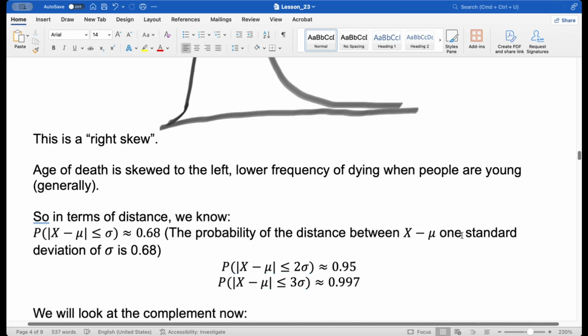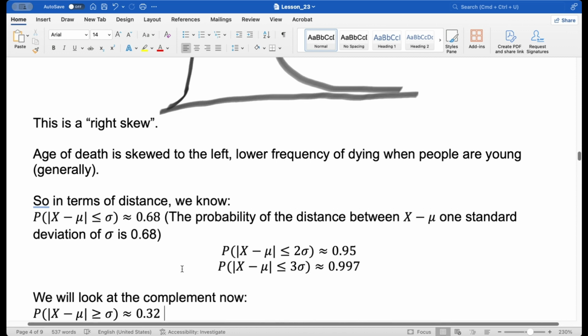So just some notation here. The probability that we're within 1 standard deviation of the mean, the absolute value of x minus the mean mu, less than or equal to 1 sigma, is about 0.68. Within 2 standard deviations of the mean, probability x minus mu absolute value less than or equal to 2 sigma, that's about 95. 3 standard deviations, 99.7.